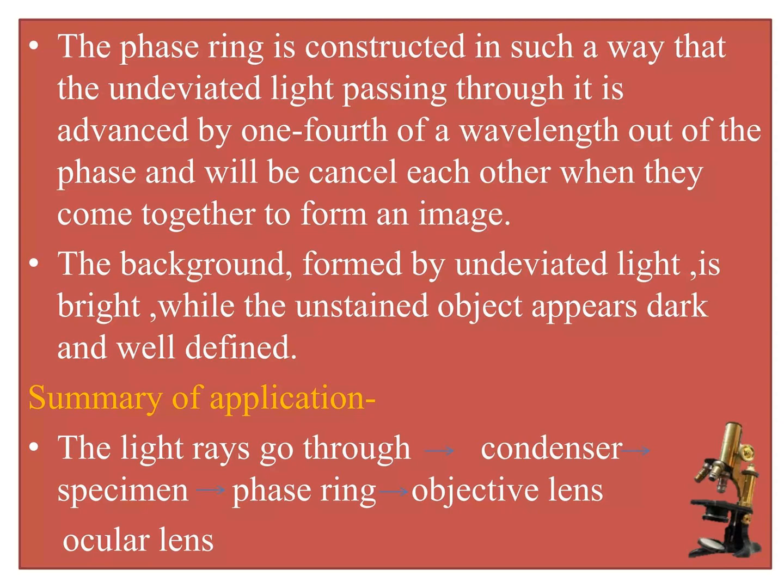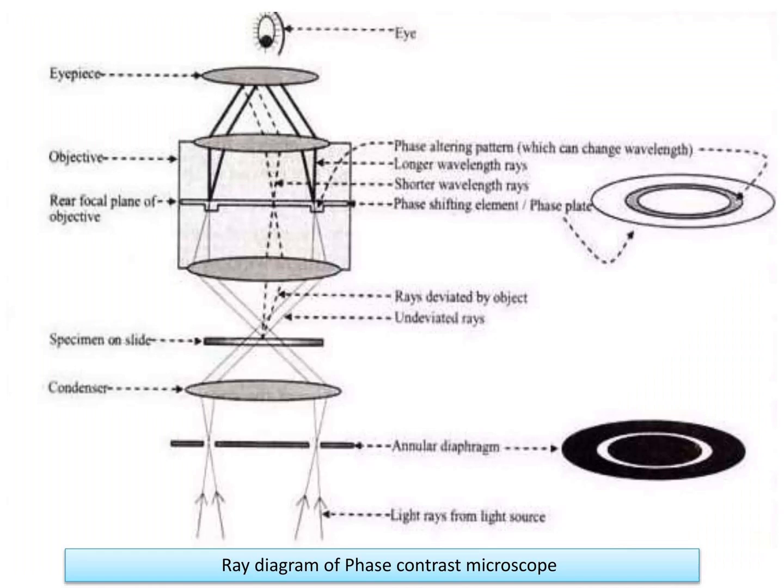The summary of the application: the light rays go through the condenser and then through the specimen, then through the phase ring, then through the objective lens, and then through the eyepiece lens. This is the ray diagram of a phase contrast microscope.